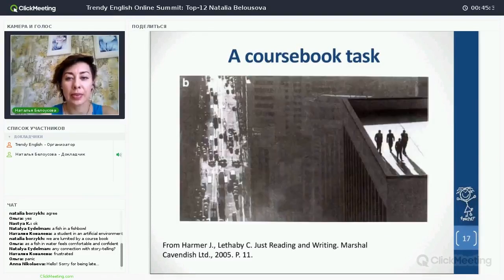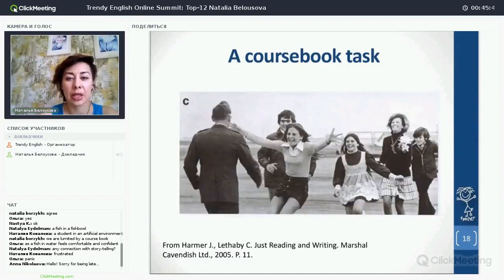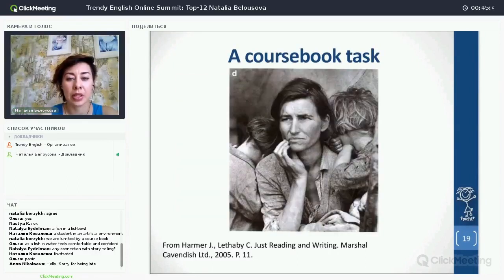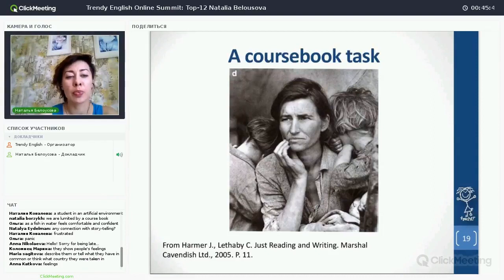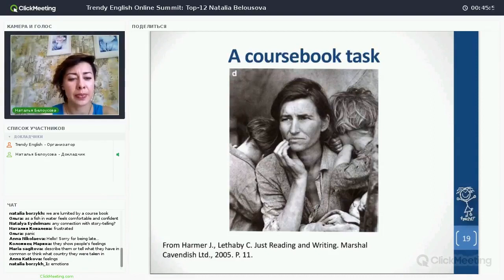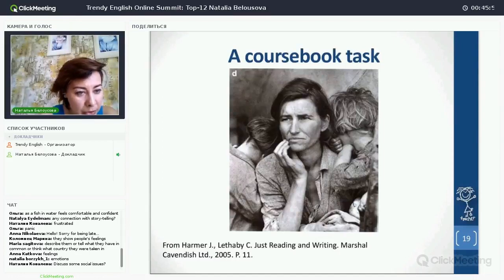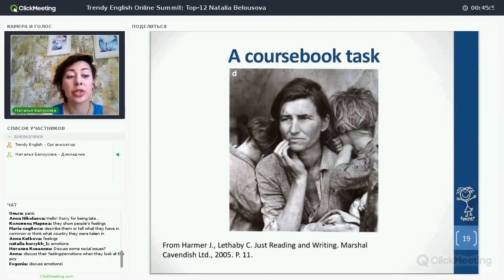So picture A, B, C, and D. Yes, Marina says that they show people's feelings. I agree. So a possible thing is to describe them and tell what they have in common. Aha. Interesting, what country they were taken in. Discuss some social issues. Good idea.